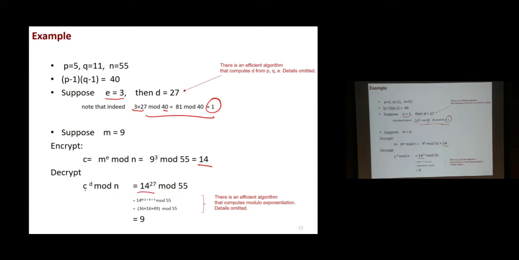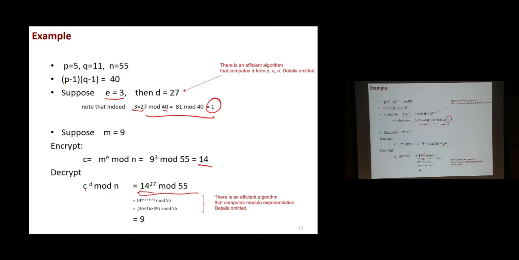If you try to do this, you'll get stuck. How do I compute 14 raised to the power of 27 modulo 55? If you use your calculator, 14 raised to the power of 27 will give you an error message, or an approximation as a floating point number. So how do I compute this very fast?